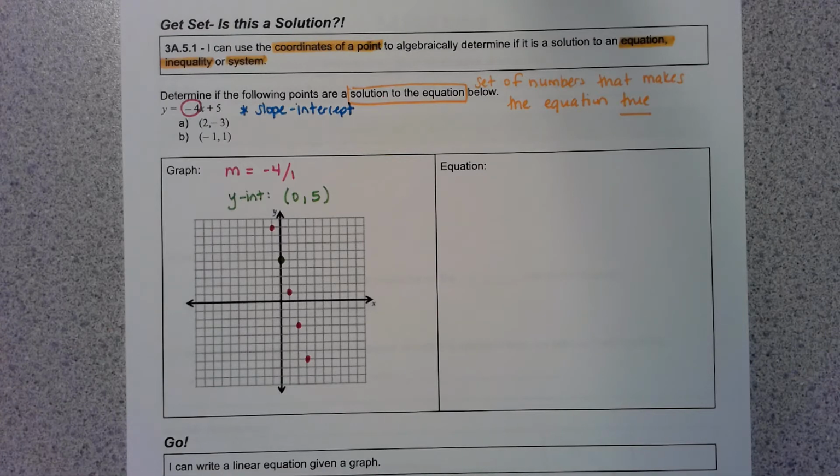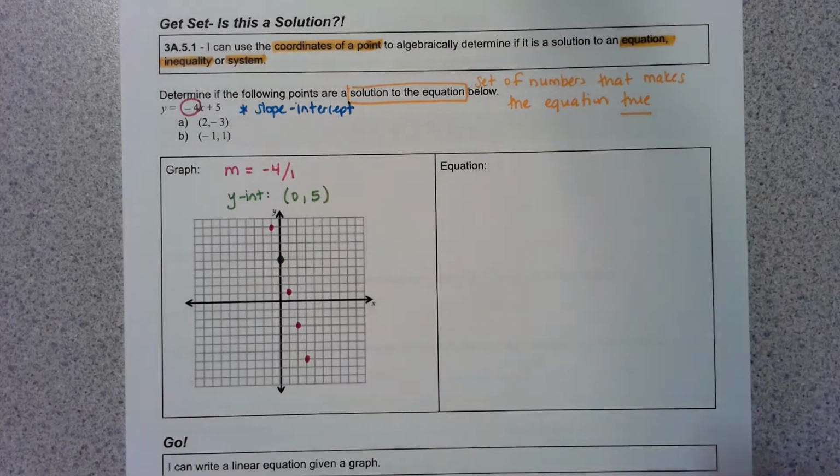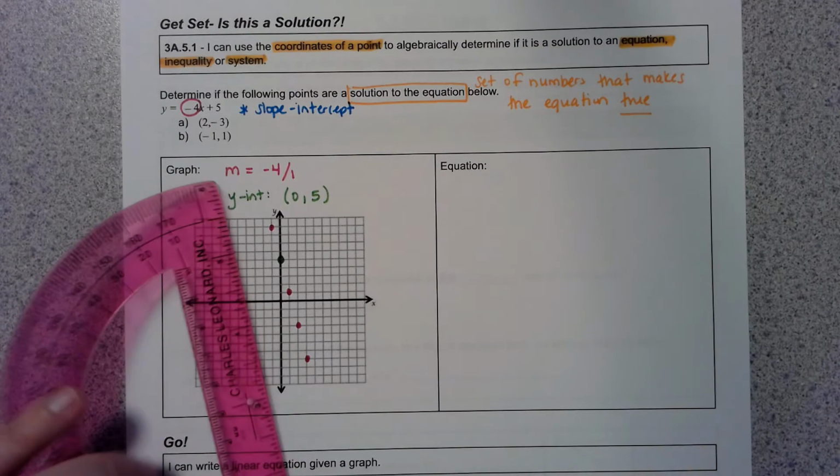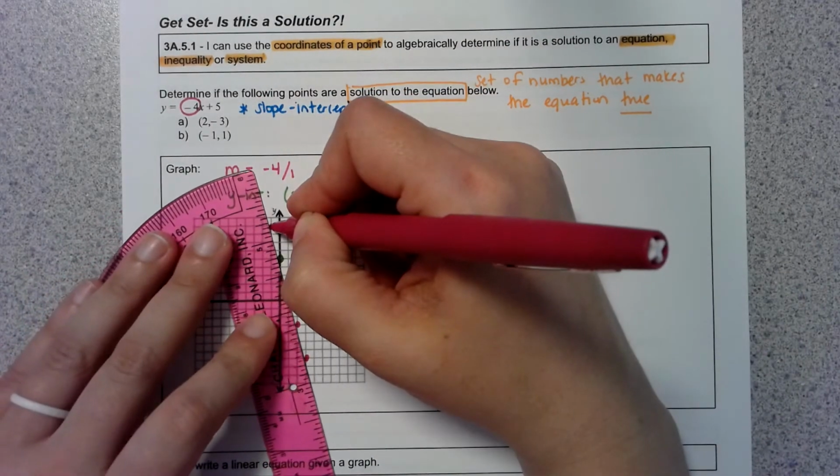It's very difficult to check if a point is a solution or not if you can't see as many points as possible. So because our goal here at the end of the problem is to check to see if these two ordered pairs are solutions, we want to have as many points as possible to check that. And then I would graph my nice straight line.